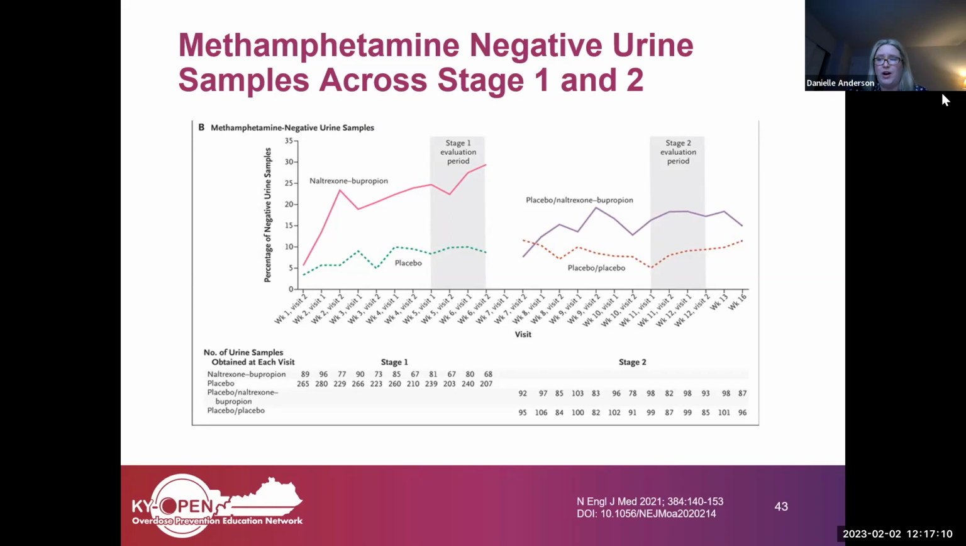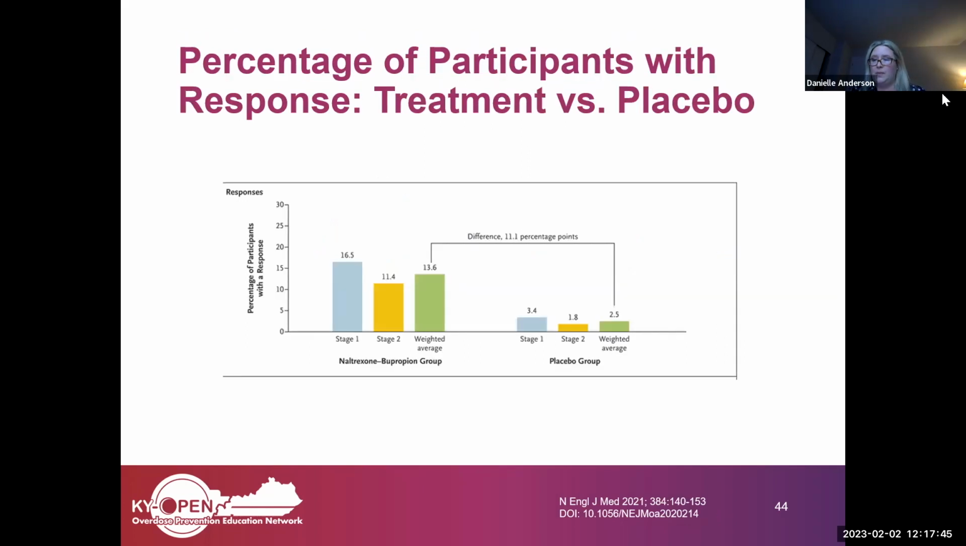And so this is a little graph that depicts the number of methamphetamine negative urine drug screens in stage 1 versus stage 2. So we can see that the number of negative drug screens, both in stage 1 and stage 2, there was a higher number of people who were able to maintain that abstinence over those weekly visits versus the placebo. And so what they did is they took all of this data and pooled it.